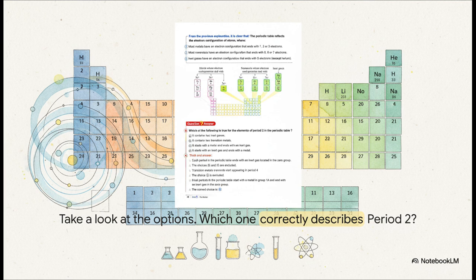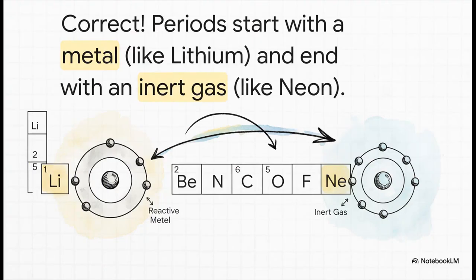Let's think this through. Does period 2 have 2 inert gases? Does it have any of those transition metals that live in the middle? Or think about that pattern we talked about. How does a period start on the left and how does it end on the right? I'll give you a second. Feel free to pause if you need a little more time to think. So, did you get it?